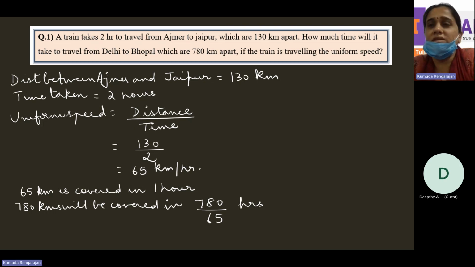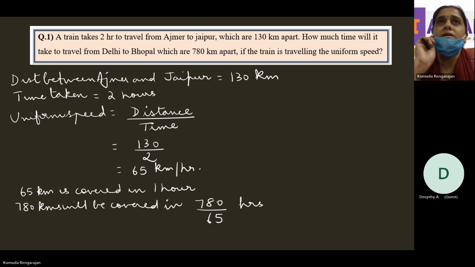Okay, children, listen to this. You are able to cover 100 kilometers in 2 hours. Then in 1 hour, 50 kilometers. Correct? If you're able to cover 100 kilometers in 2 hours, that means in 1 hour, you're able to cover 50 kilometers.